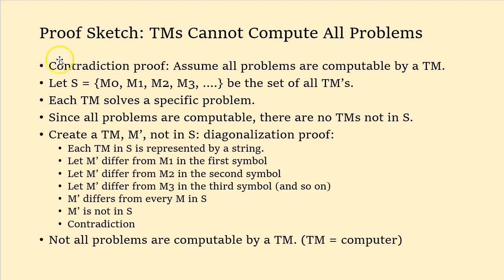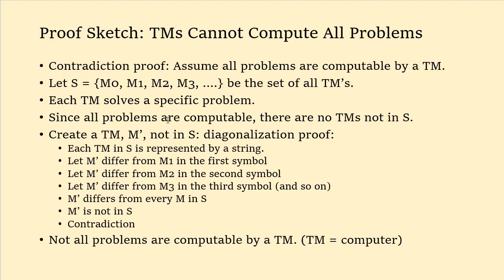And here's how this proof goes. First of all, contradiction proof. We assume all problems are computable. That's how a contradiction proof works. We're just going to assume that a Turing machine can compute everything. If you can encode it, you can compute it. And so let's let that set S be all those Turing machines, M0, M1, M2, M3, and so on and so on. And that would, of course, encompass all the problems. Each Turing machine solves a specific problem. Now, since all the problems are computable, there must be a Turing machine for all problems, and therefore there's no Turing machines outside of S.